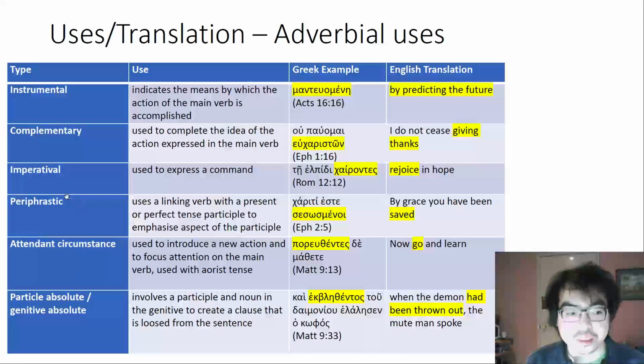Another use is the periphrastic participle. It uses a linking verb with a present or perfect tense participle to emphasize the aspect of the participle. For example, in Ephesians 2:5, we have chariti este, este being the linking verb, and sesōsmenoi, which is the participle. It translates to "by grace you have been saved." This "have been" emphasis is being explored by the periphrastic use.